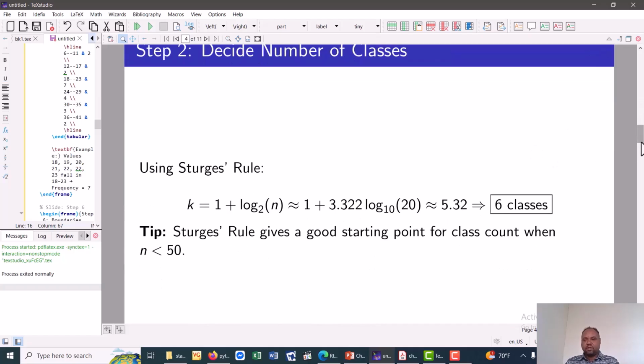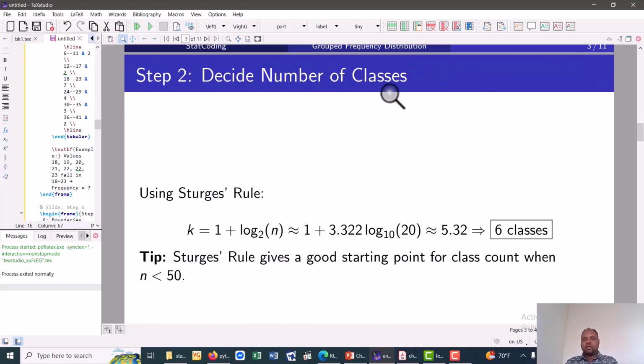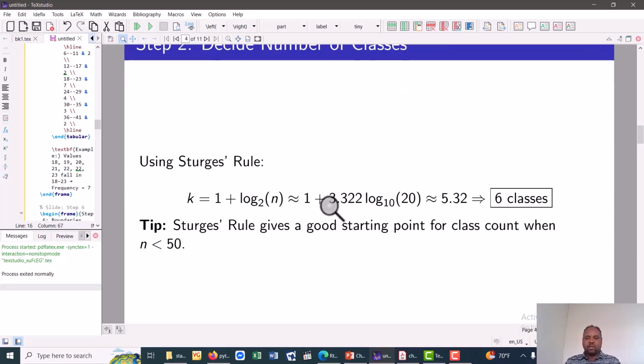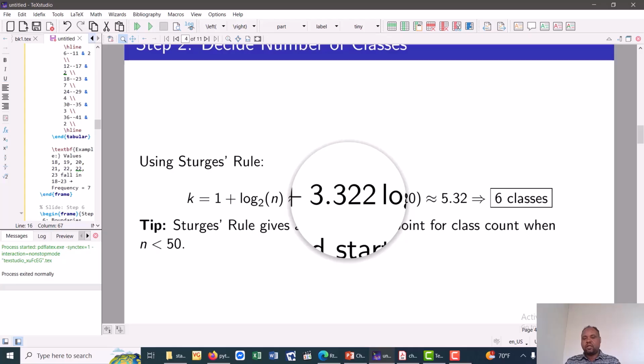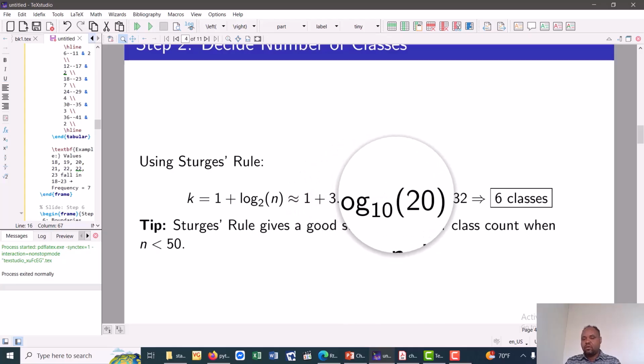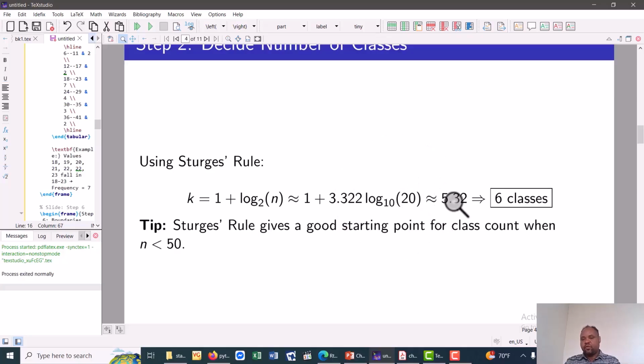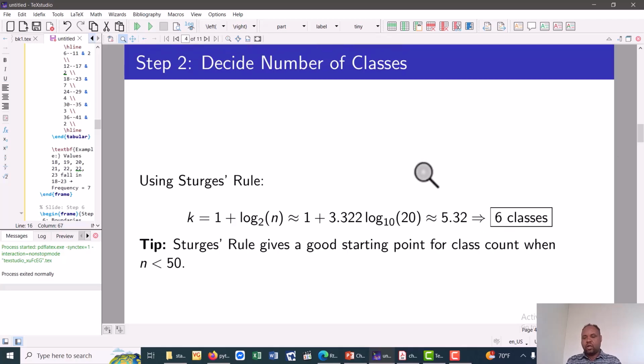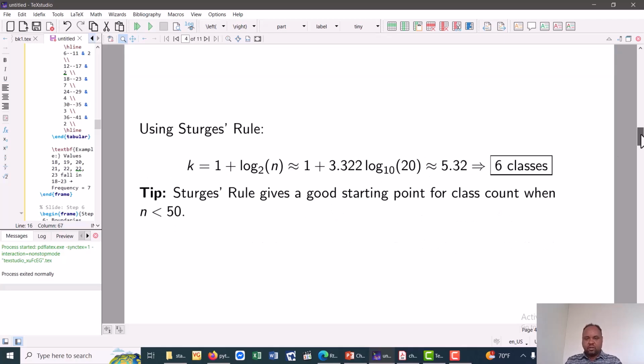The second step is deciding the number of classes. To how many classes our data set is going to be organized is determined by Sturges' rule. This is 1 plus 3.322 times log n, in our case log of 20 to the base 10. This is computed to 5.32, but usually we round up to 6 classes.